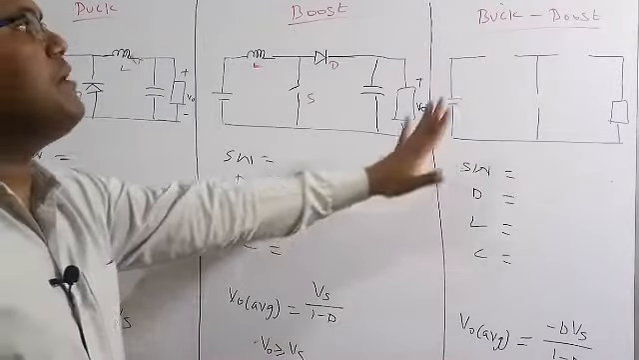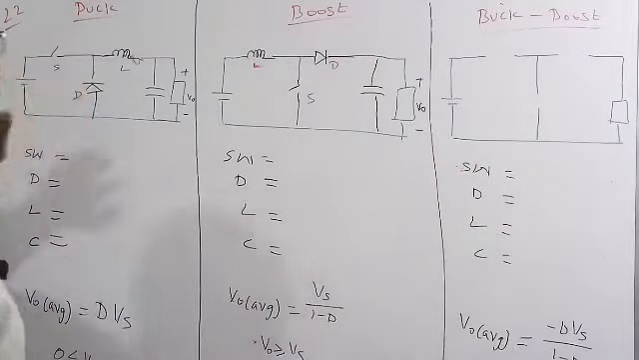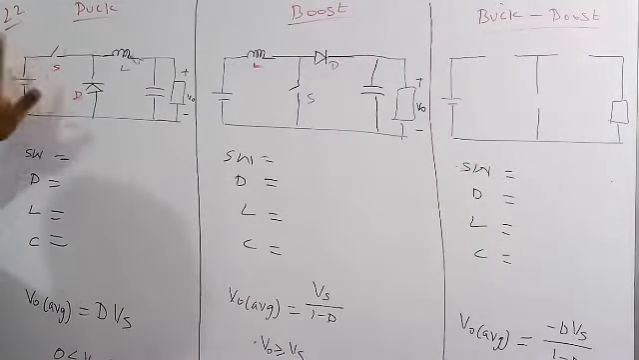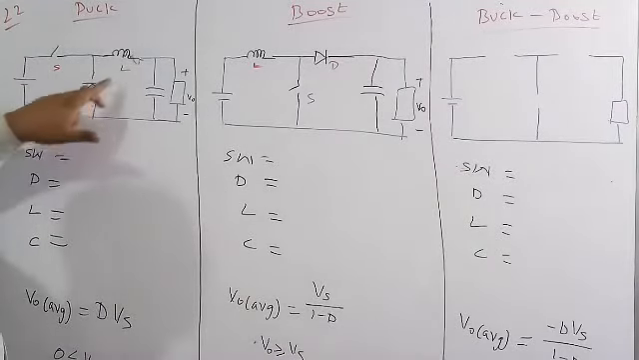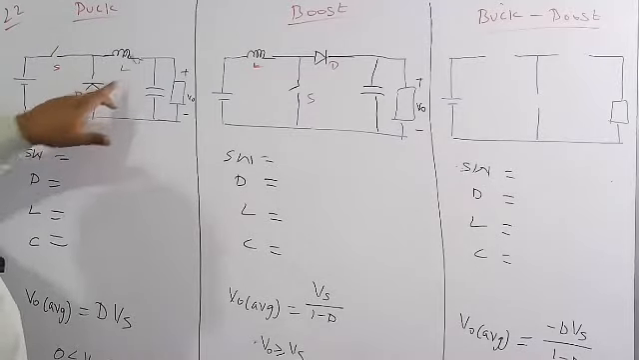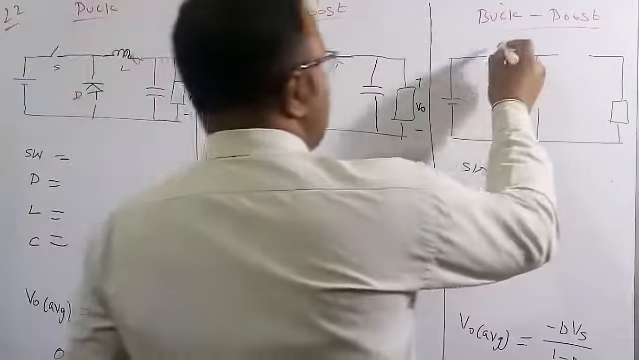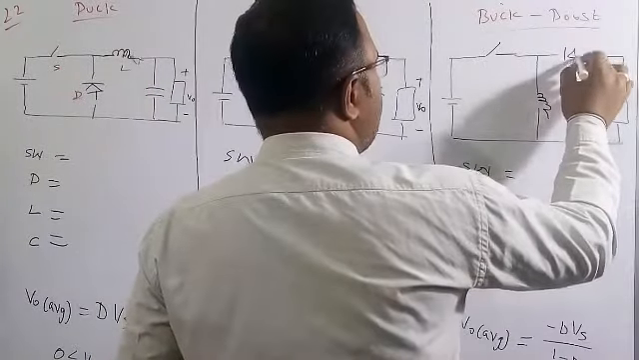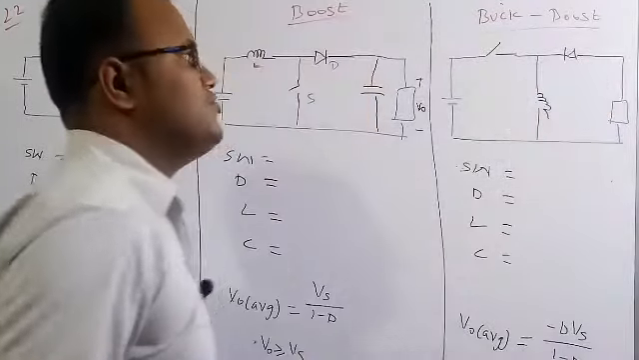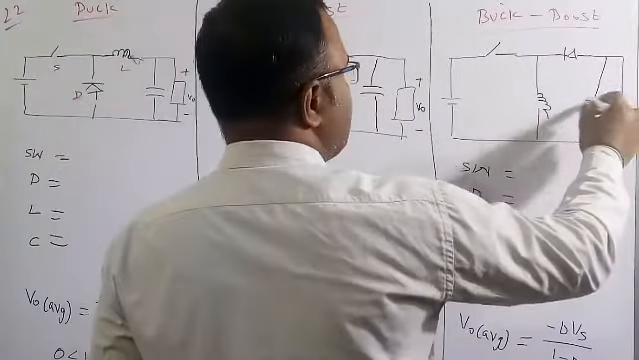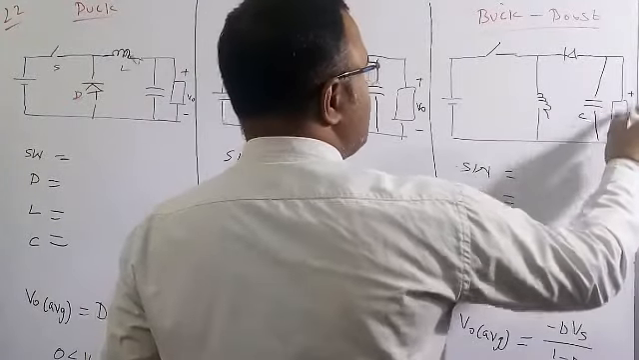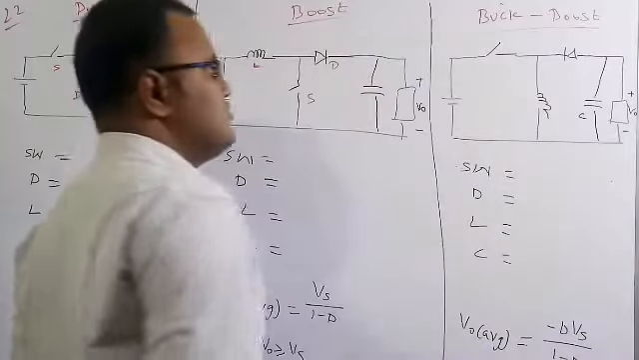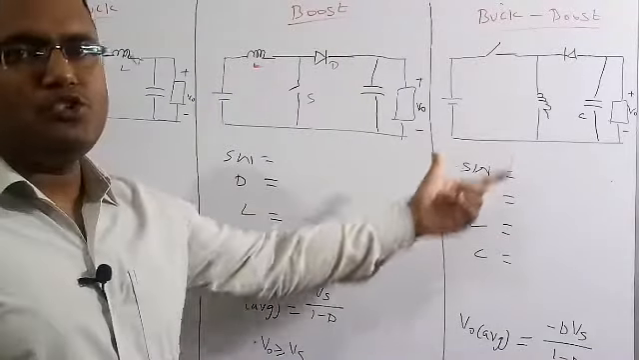Now I am going to draw the buck boost circuit diagram based on this one. S is always the same as the previous one, but we need to interchange these two things. That's it. So this is S, this is the inductor, and this is now the diode. The diode has to be in the reverse direction. The capacitor is always connected in parallel. This is V0. So this is the circuit diagram of the buck boost converter.